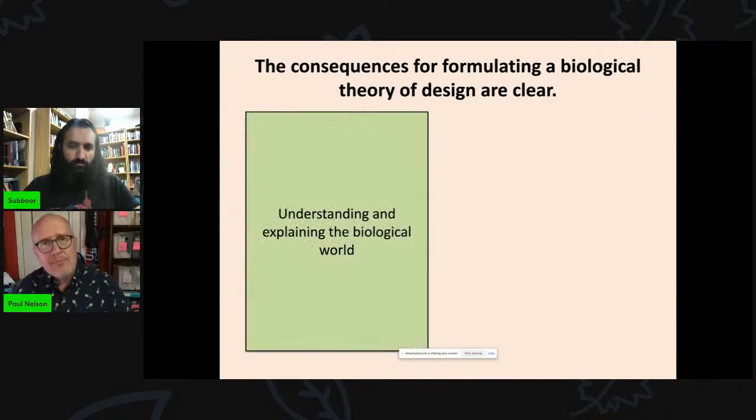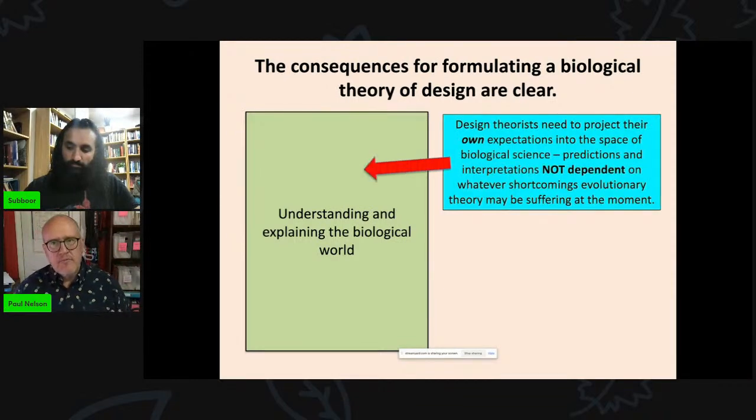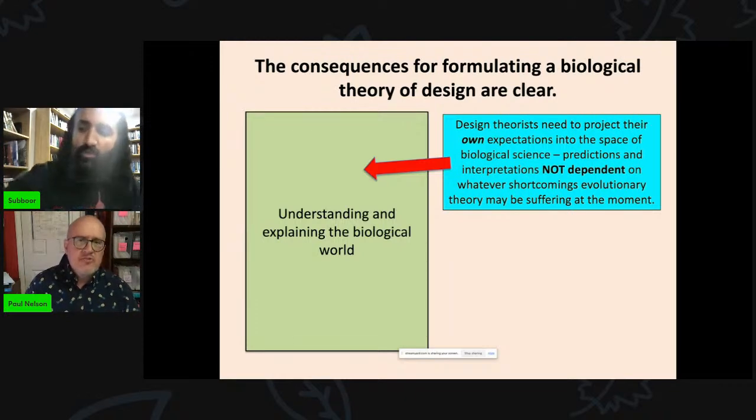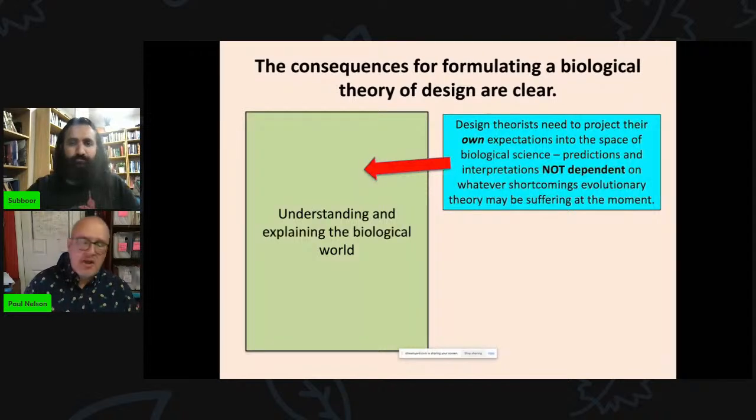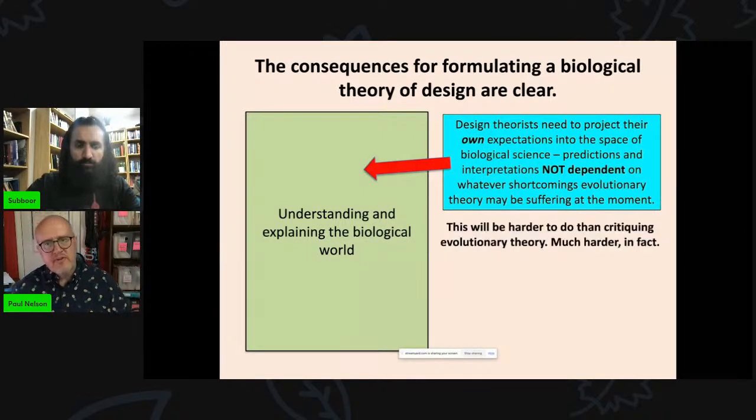So how to fix this problem, which is a philosophical problem in the structure of intelligent design? Come up with your own expectations. Project those into the space of biological science. And those predictions, those expectations should not be dependent on whatever shortcomings evolutionary theory may suffer at the moment. Remember, we want to get intelligent design standing on its own two legs, to use a different metaphor, not parasitic on the shortcomings of existing theory.